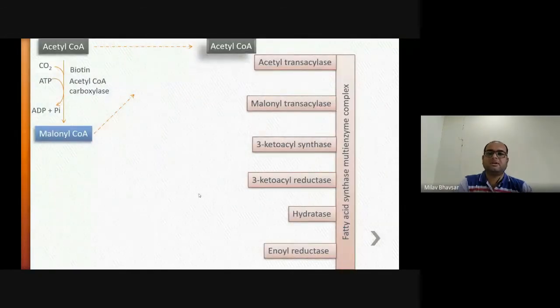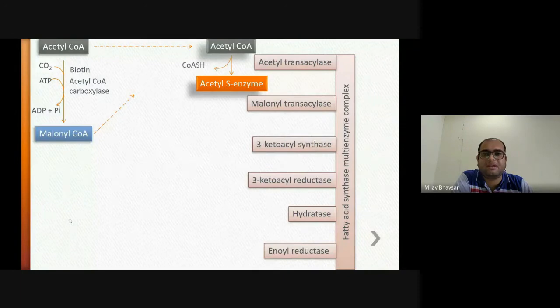Okay, so this is what we are going to generate. What you have is the acetyl coenzyme, and from there we have generated the malonyl coenzyme, and this is our fatty acid synthase complex. Acetyl coenzyme, malonyl transacylase, ketoacyl reductase, hydratase, and enol reductase. So what is going to happen? You have a free acetyl coenzyme and one malonyl coenzyme. Now this comes as acetyl enzyme. Coenzyme is liberated.